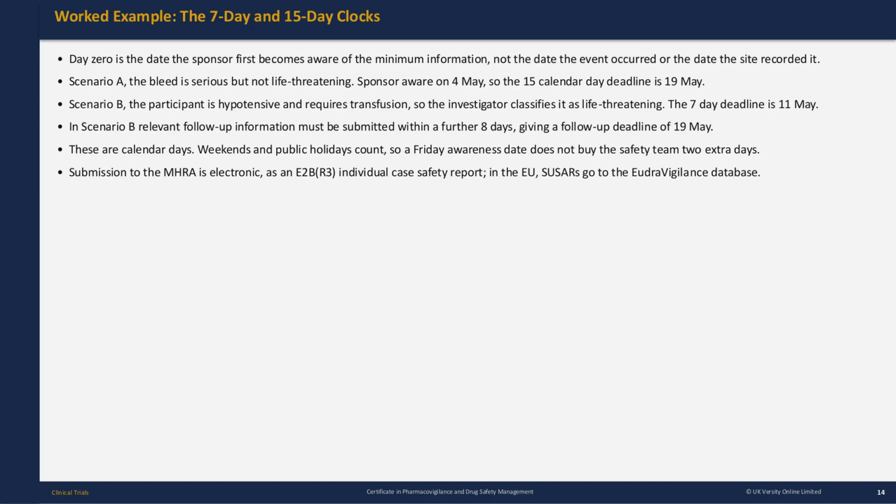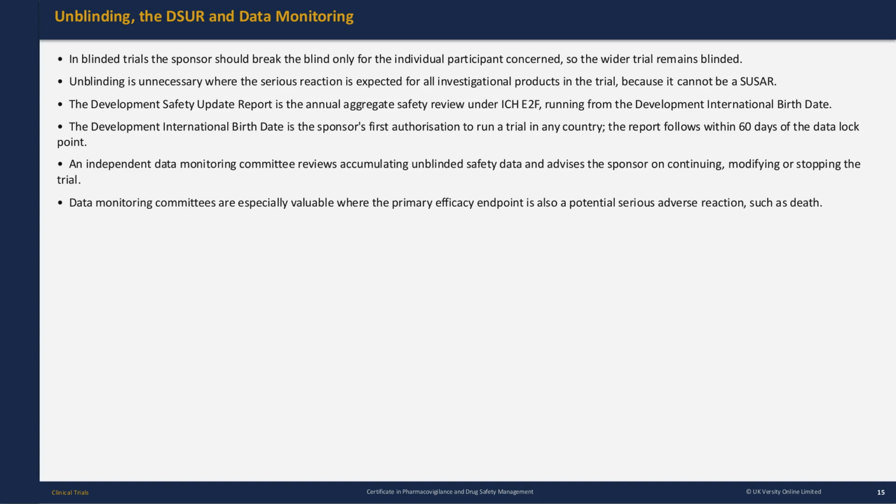Scenario B: the participant is hypotensive and requires transfusion, so the investigator classifies it as life-threatening. The 7-day deadline is 11th May. In Scenario B, relevant follow-up information must be submitted within a further 8 days, giving a follow-up deadline of 19 May.